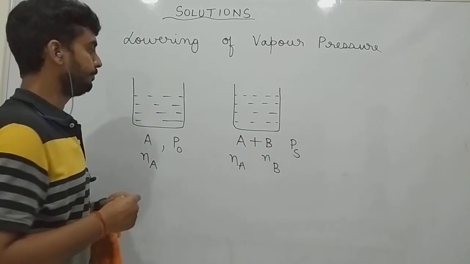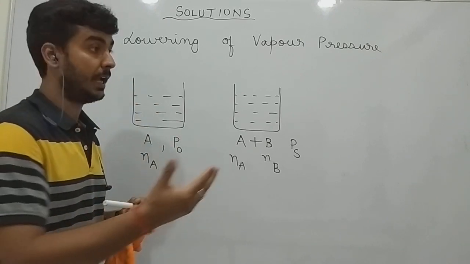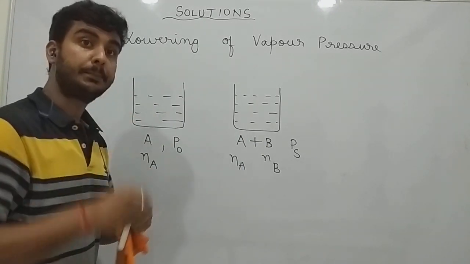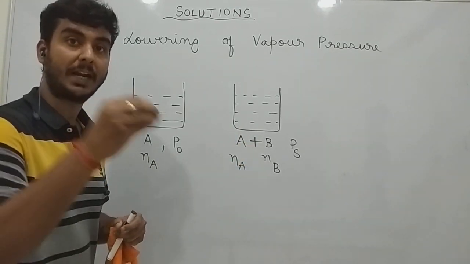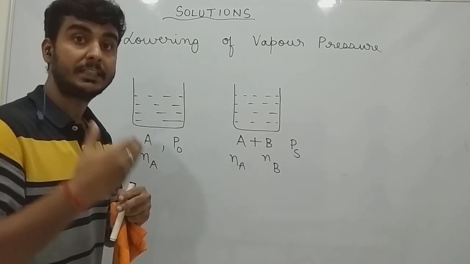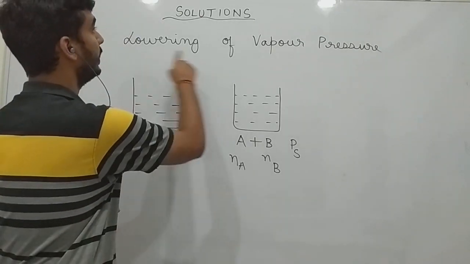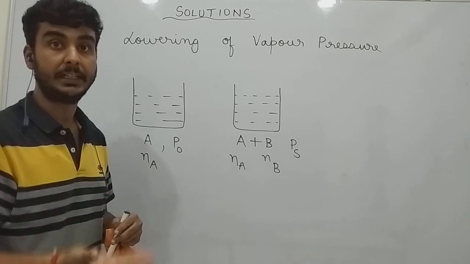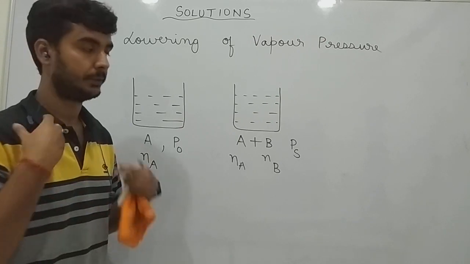Now it is seen that initially when A was present alone, the vapor pressure was higher as compared to when A and B are present together. Means A in its pure form had higher vapor pressure than the solution in which we have added B as solute. So we can say that the vapor pressure is reduced, and this is known as lowering of vapor pressure. So what do you mean by lowering of vapor pressure? The vapor pressure of the solvent gets reduced when you add a non-volatile solute to it to prepare the solution.